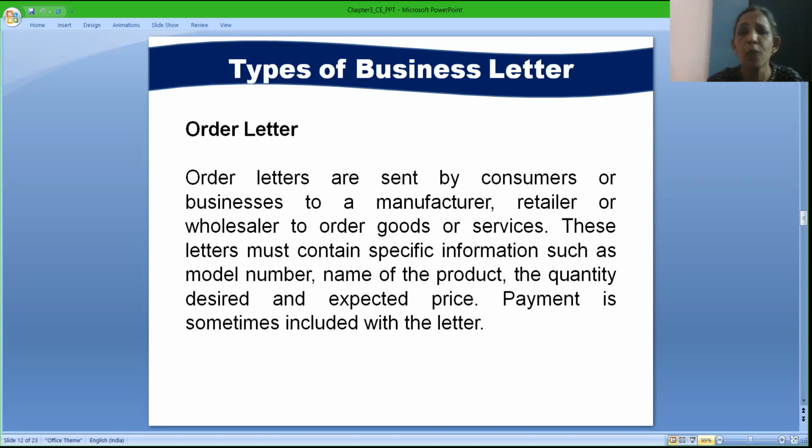Say for example, you have ordered something online. Immediately you receive a letter based on your order. Such kind of placing an order is called an order letter. Sometimes it is also called a purchase order letter or a placing an order letter.